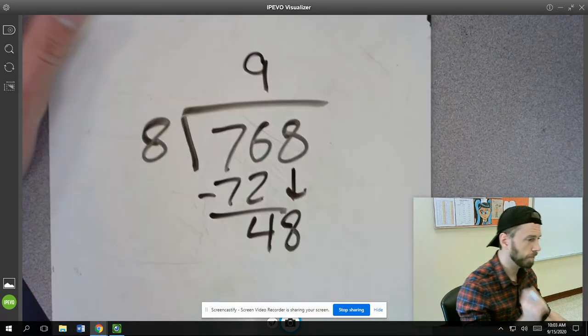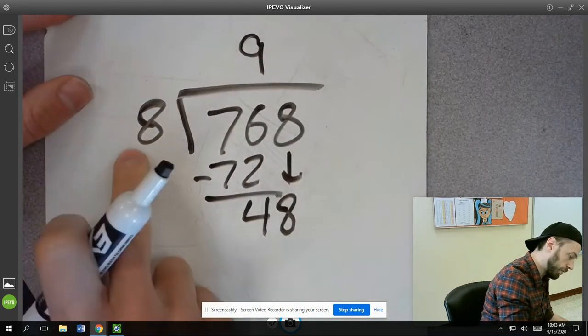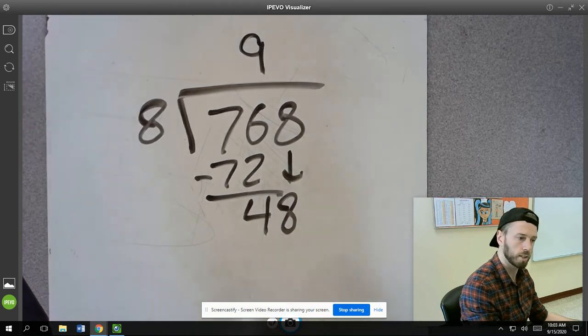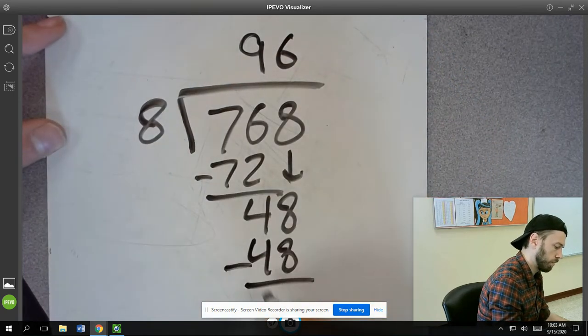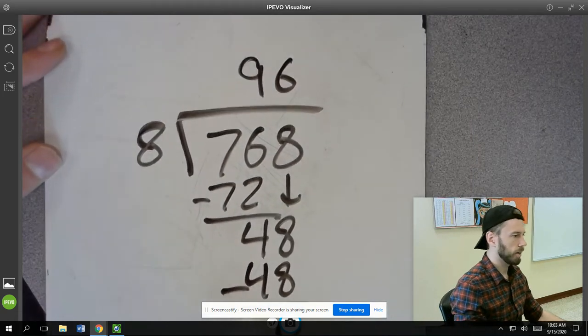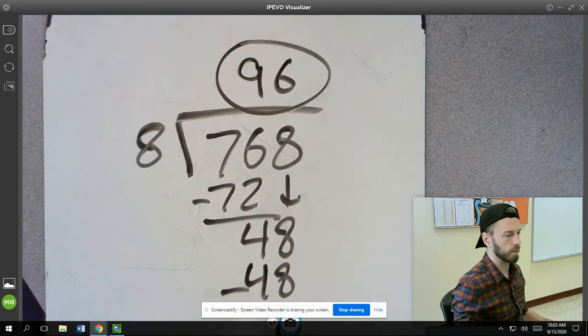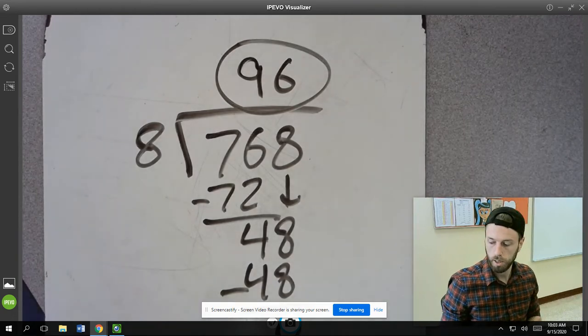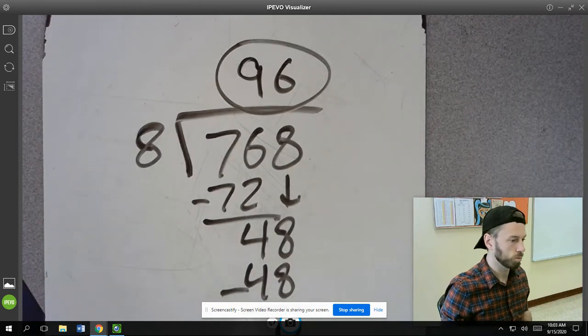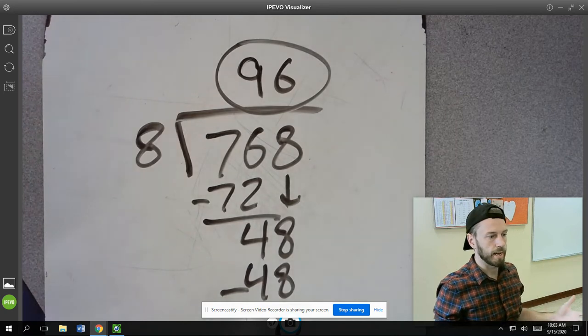So I'll bring down my 8. And then 8 will go into 48 6 times evenly. So 8 times 6 is 48, no remainders. And our answer is 96, also known as a quotient. Right? Quotient is the term for the answer to a division problem. So the answer there is 96.